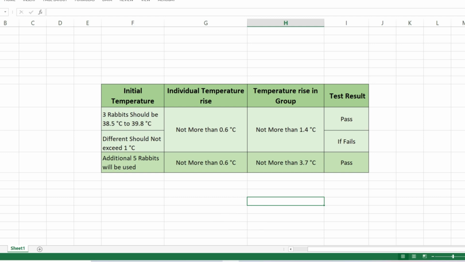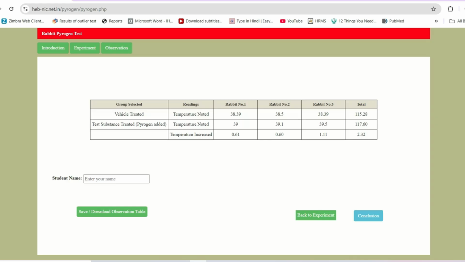If it fails, we have to conduct the experiment with 5 additional rabbits. We have to check again that individual animals' body temperature should not rise 0.6 degrees Celsius, and for all 8 animals the total temperature rise should not be more than 3.7 degrees Celsius. If it is less than that, the test passes. This will be the result.